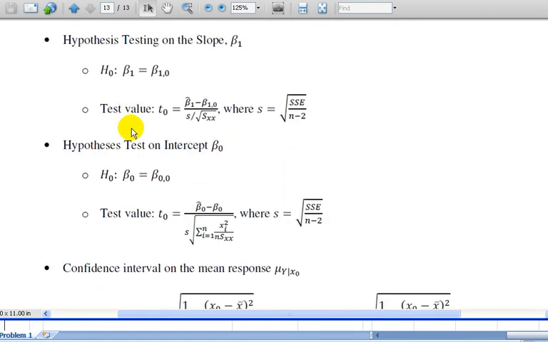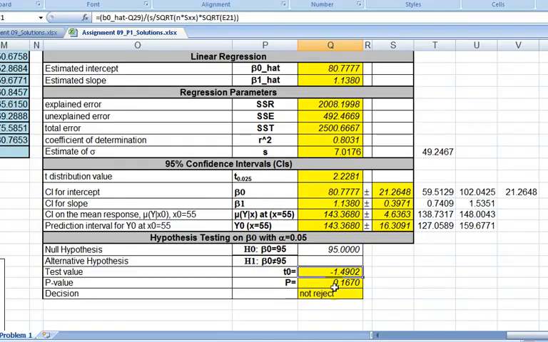Okay, so calculate the test value, and then calculate the p-value corresponding to the test value. Because it's a two-tailed test, and this is a negative value, you calculate the area to the left of this value, then multiply by 2, so that'll be the p-value.